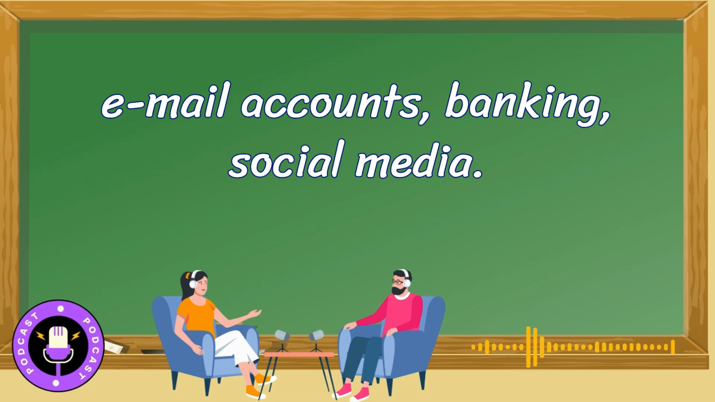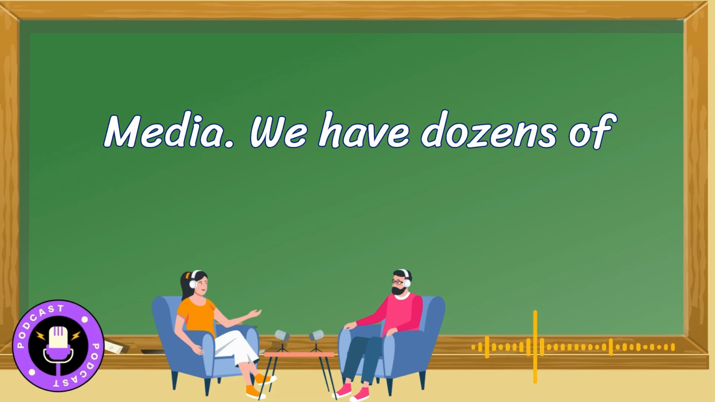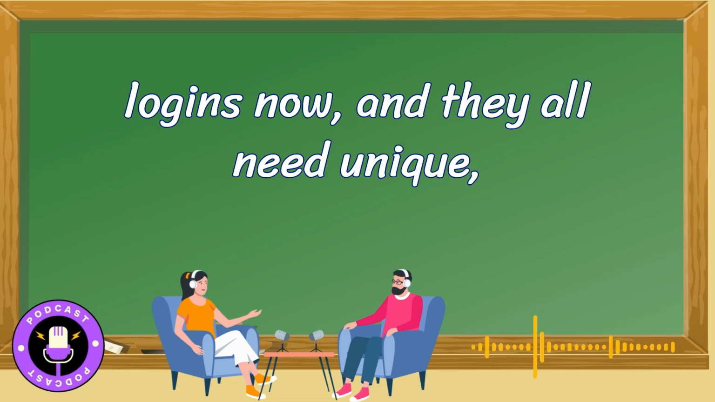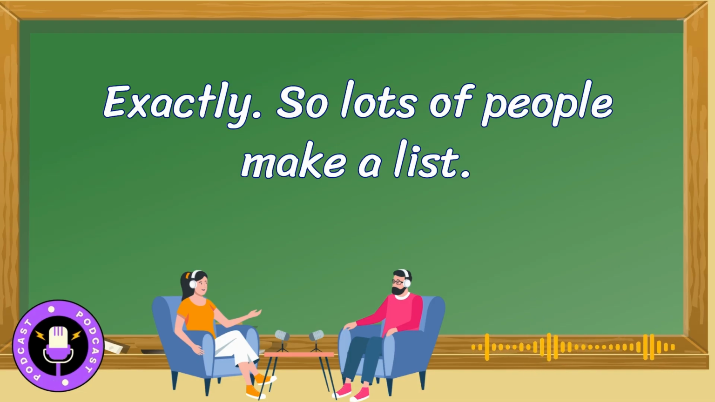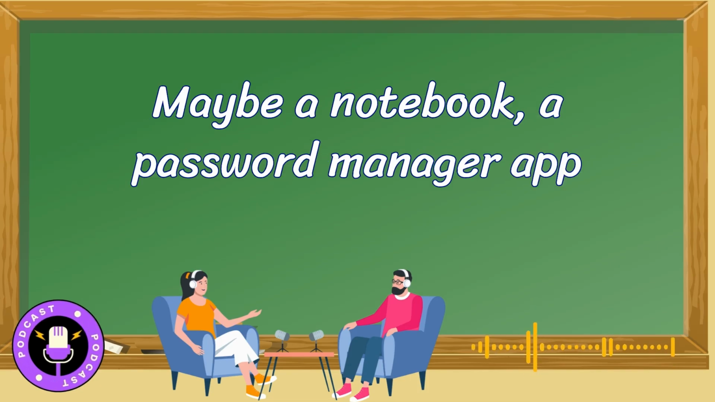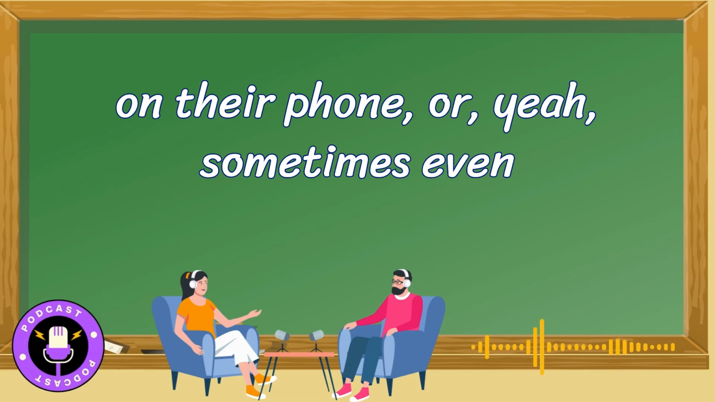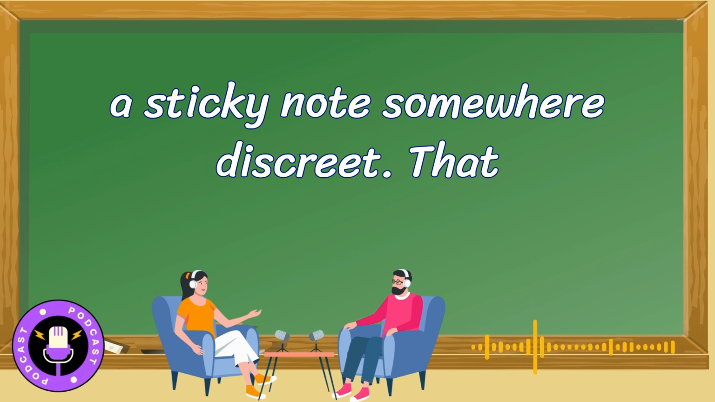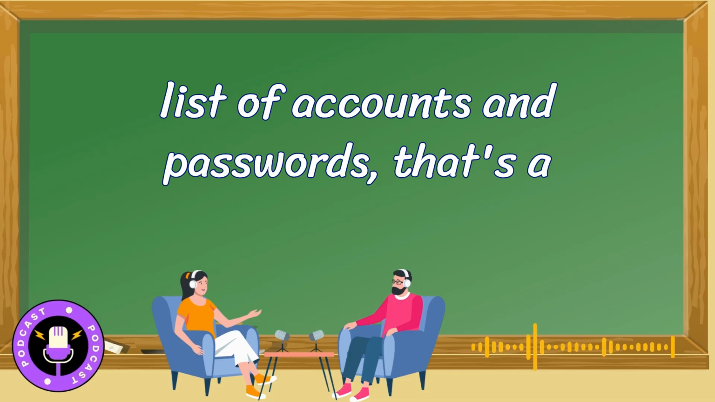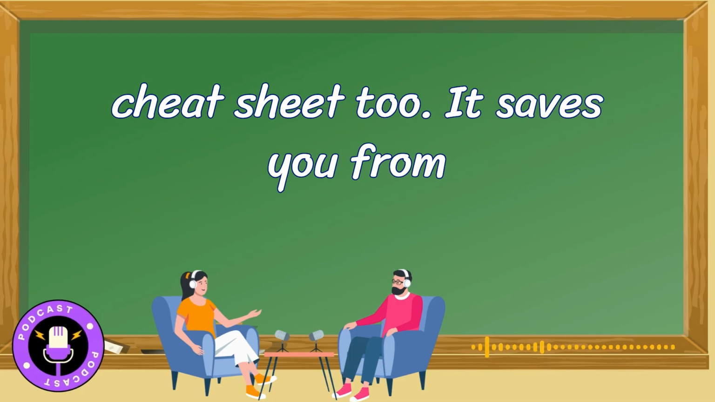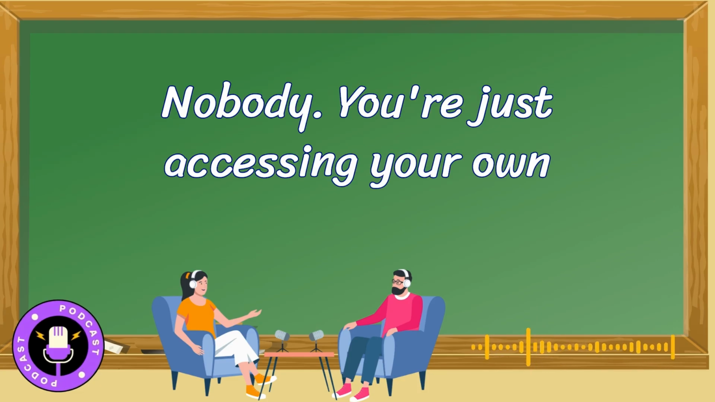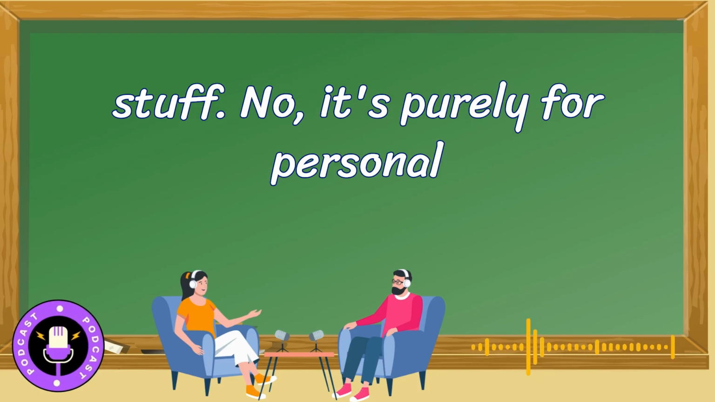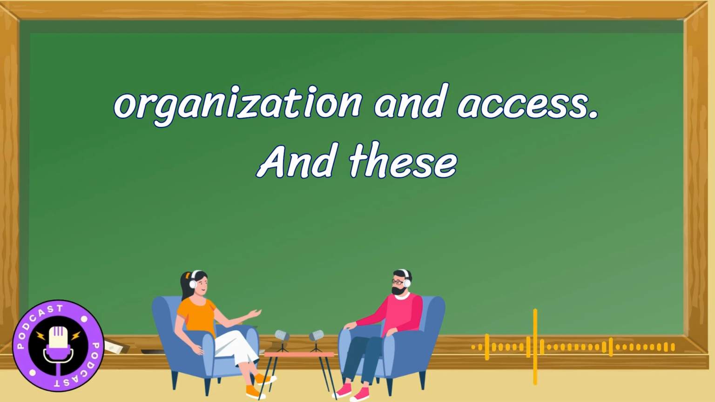Or think about something even more basic. Passwords, email accounts, banking, social media. We have dozens of logins now. And they all need unique, strong passwords. It's impossible. Exactly. So lots of people make a list, maybe in a notebook, a password manager app on their phone, or, yeah, sometimes even a sticky note somewhere discreet. That list of accounts and passwords, that's a cheat sheet too. It saves you from getting locked out, helps you manage your digital life. And again, who gets hurt? Nobody. You're just accessing your own stuff. No, it's purely for personal organization and access.